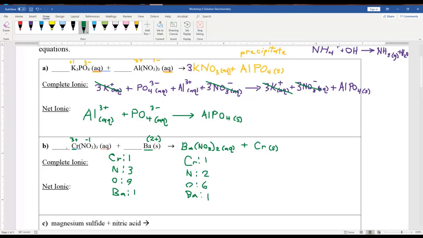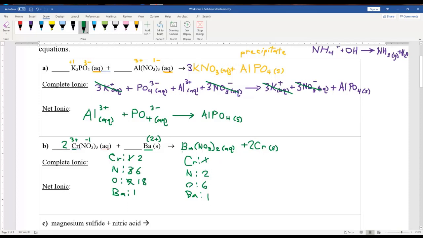Times 2. Yeah, you just put it as a coefficient. So if you do that, you get 2 chromiums, and then, of course, your nitrogen becomes 6, and your oxygen becomes 18. From there, I can now balance everything else on the other side. So I want 2 chromiums on the other side, so bam, there's 2 chromiums. I want to balance the nitrogen, so I have 2 and 6.